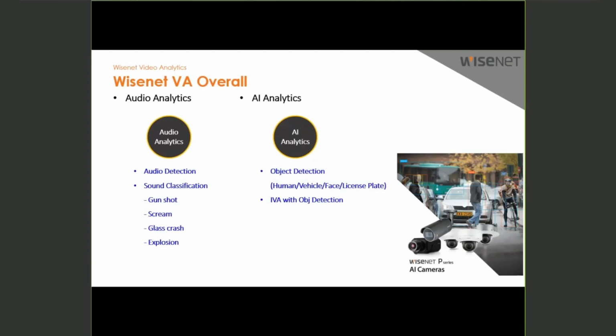And now we have the P-series AI camera, which means we can support AI analytics as well, like object detection, which can detect only humans, vehicles, faces, and license plates. You can also use this object detection combined with intelligent video analytics, such as line crossing and virtual area.